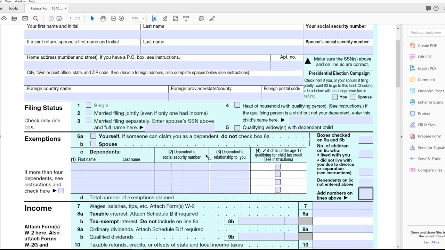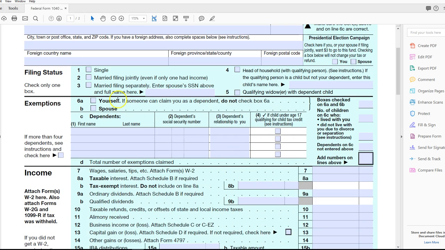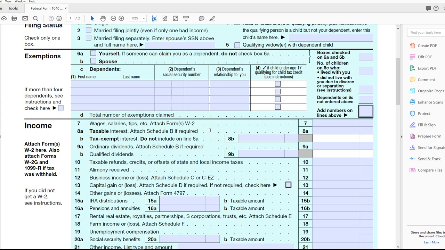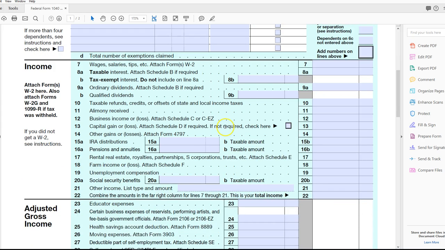Then we have exemptions. Everyone can take an exemption for themselves, and if there's a spouse involved, they can take an exemption for the spouse. You can also take an exemption for any dependent children that you have. So basically, when you add things in here, it will fill in these boxes with the total number of exemptions. Then the next area of the return is the income.